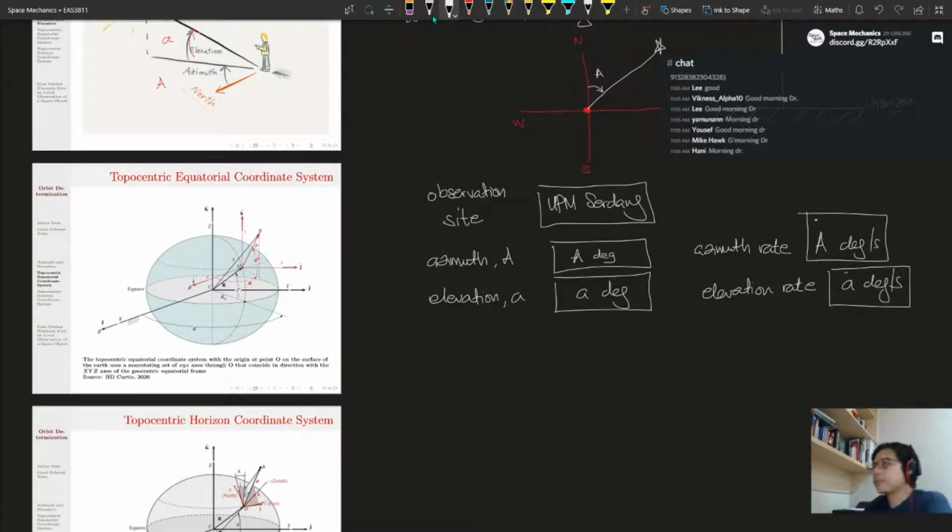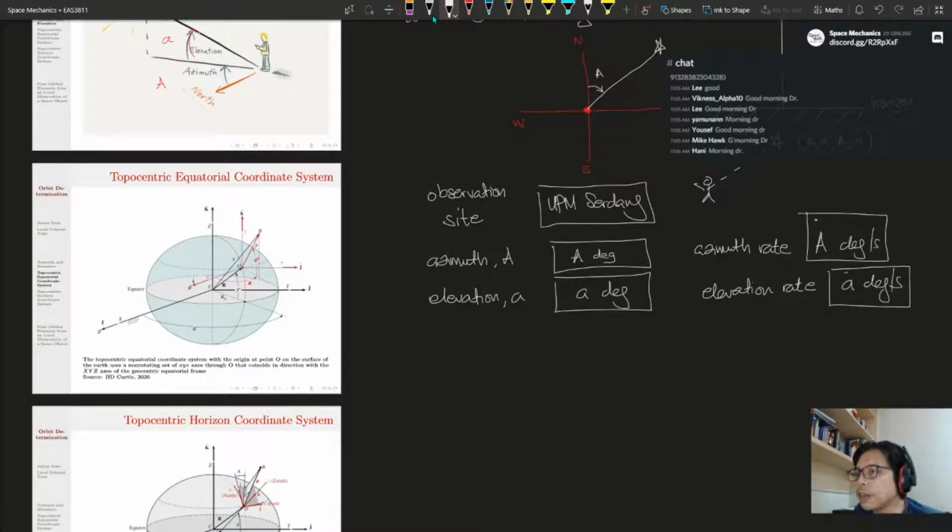Now let me draw here, and then you watch something in the sky. And this object has its A, its small a, the rate A dot, and small a dot. So you observe something in the sky, and you know its azimuth angle, elevation angle, the rate of change of azimuth angle, and the rate of change of elevation angle.